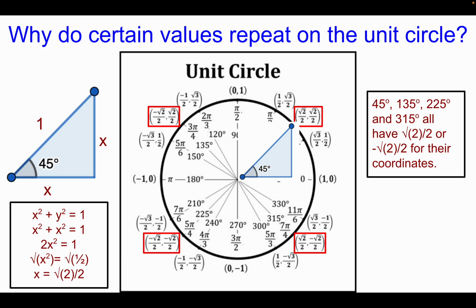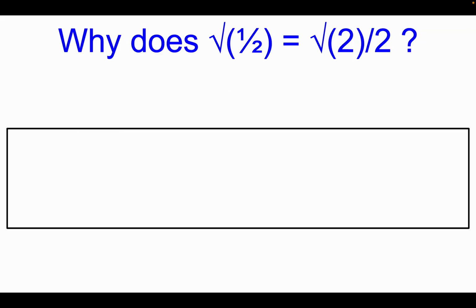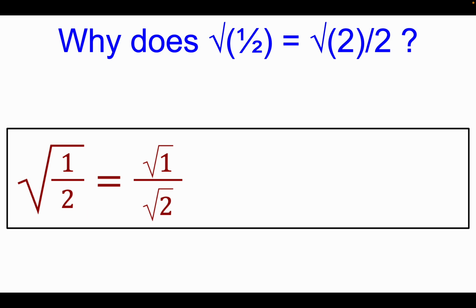Well, where the heck did that come from? Why does the square root of 1/2 equal the square root of 2 over 2? Let's show it right here. Square root of 1/2 is the same thing as square root of 1 divided by the square root of 2. The square root of 1 is just 1, so this is just 1 divided by the square root of 2.